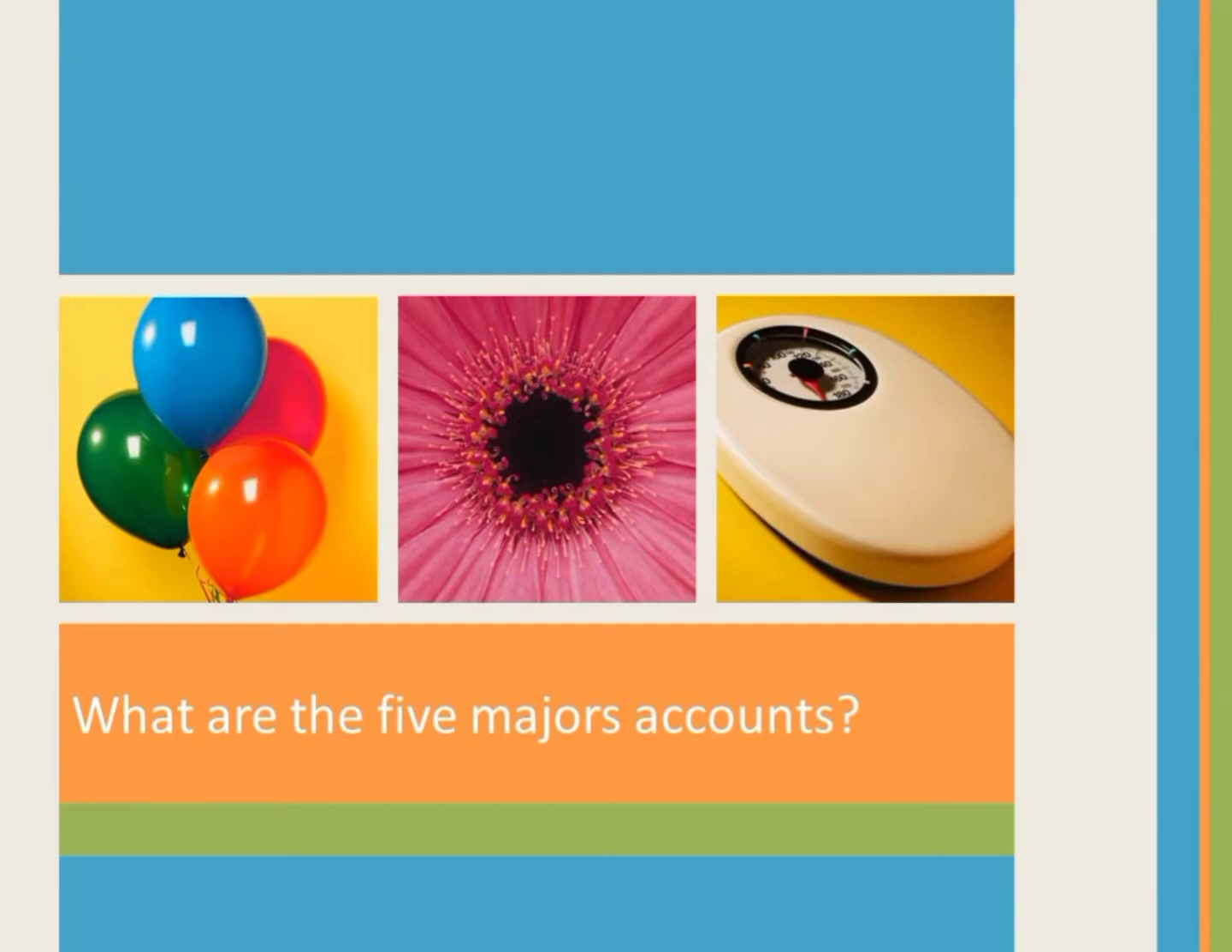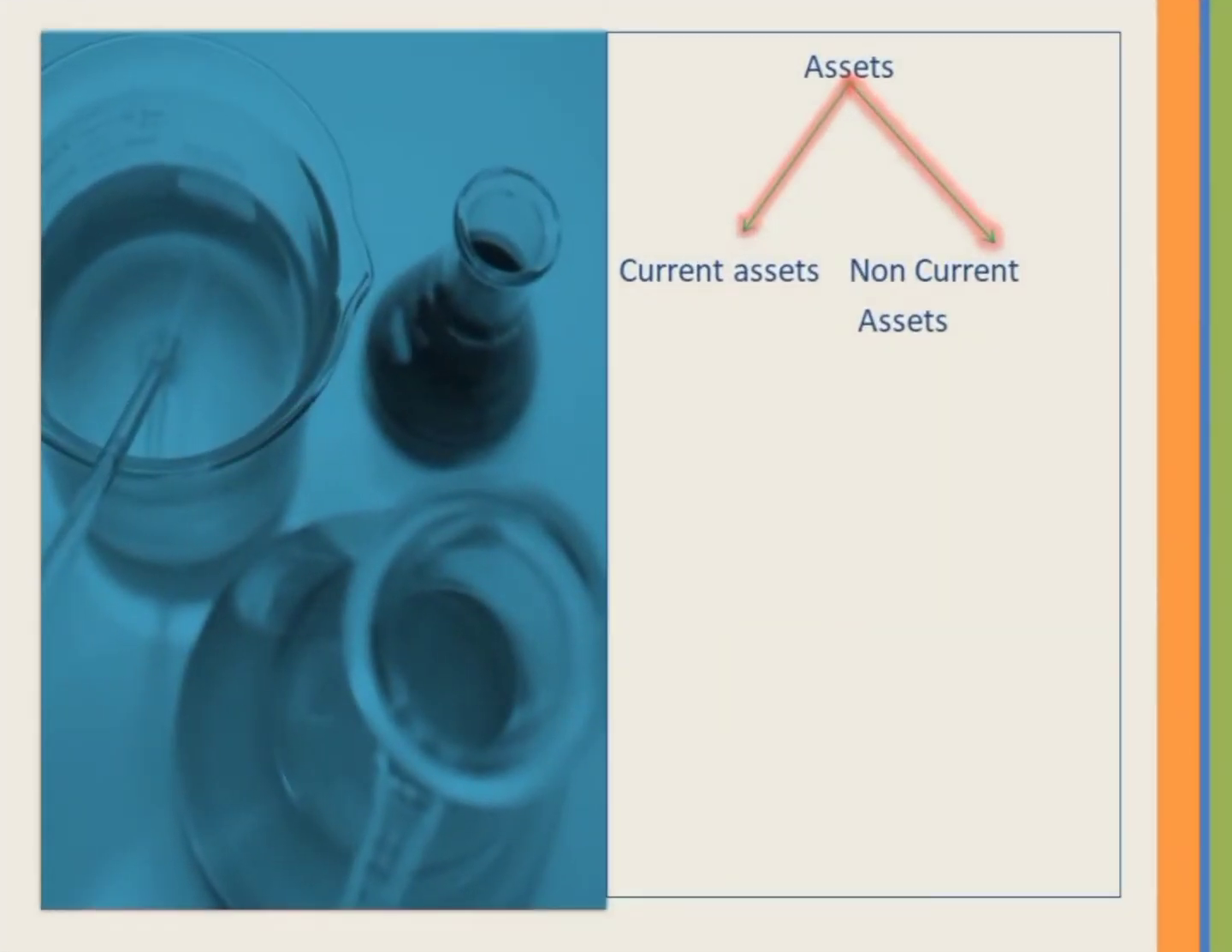Again, what are the 5 major accounts? If you can still remember what I said a while ago, we have the assets, liabilities, capital, income, and expenses. For the first account, we have assets. This is presented in the balance sheet or statement of financial position. For assets, we have current assets and non-current assets.